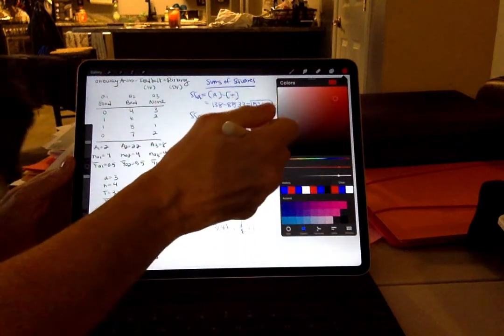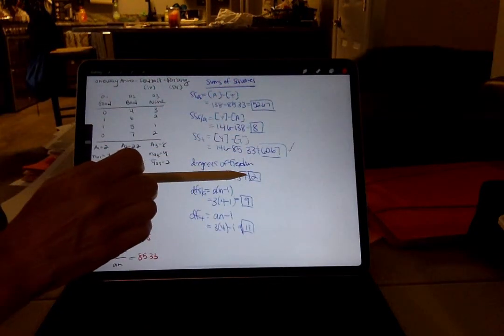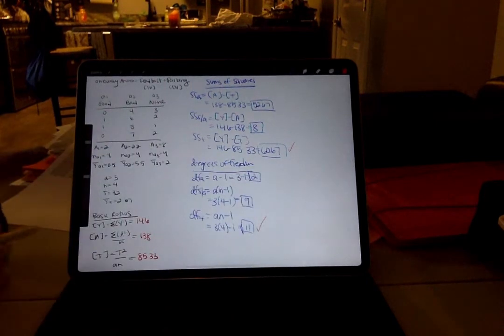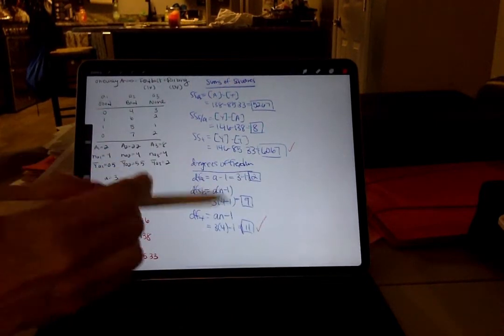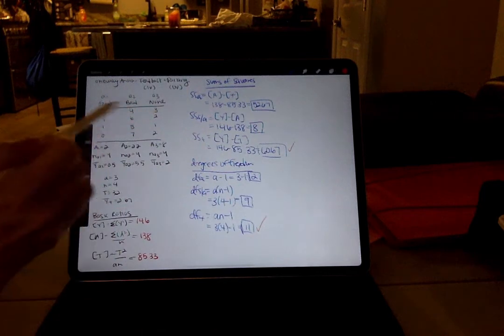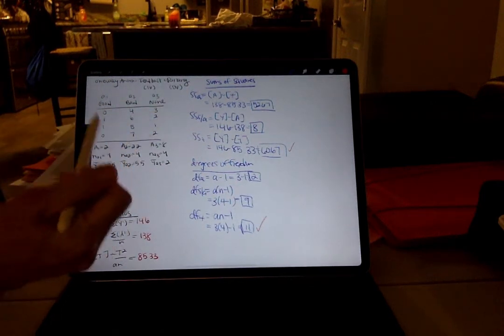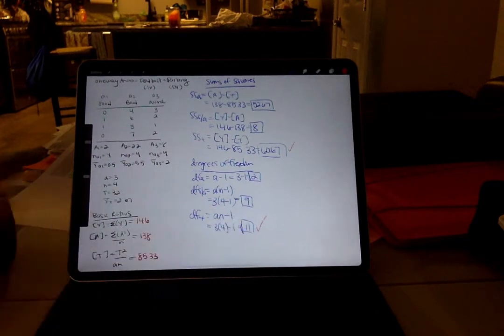Just like the sums of squares, these should add up, so your degrees of freedom A plus your degrees of freedom S over A should equal your degrees of freedom T. And also, your degrees of freedom T should be 1 fewer than your total number of observations. So you have 12 observations up here, and your degrees of freedom T is correctly 1 less than that.